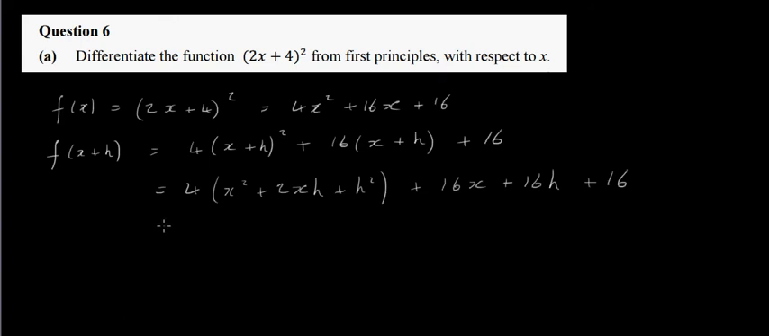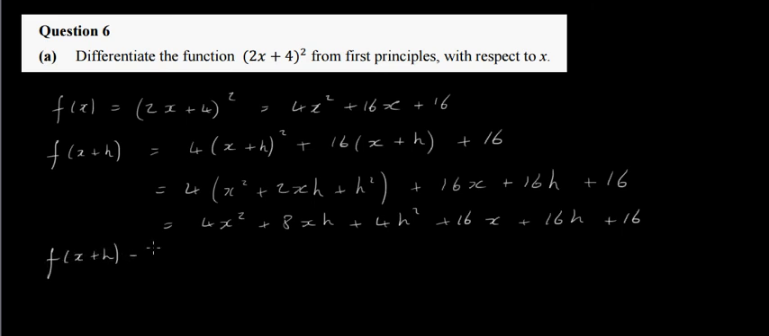Let's just multiply this bit out. So we get 4x squared plus 2 4 is 8xh plus 4h squared plus 16x plus 16h plus 16. Okay, can I add anything here? I don't think so. No. Okay. So now what I've got to do is subtract these two. So this is going to be f of x plus h minus f of x.